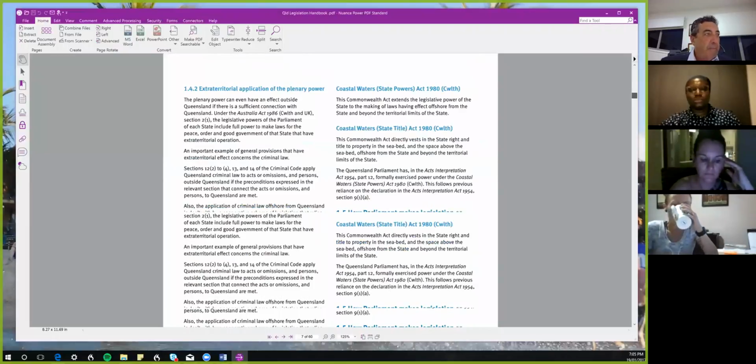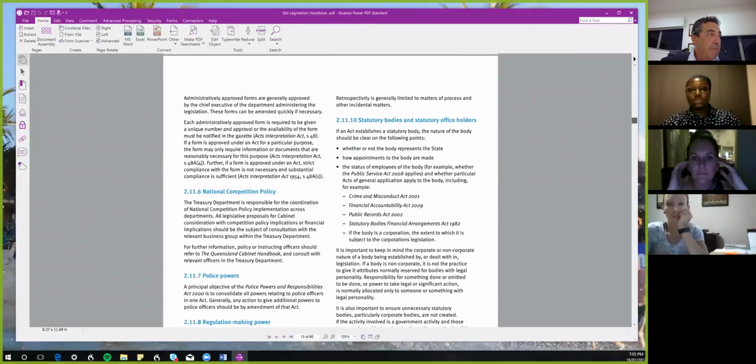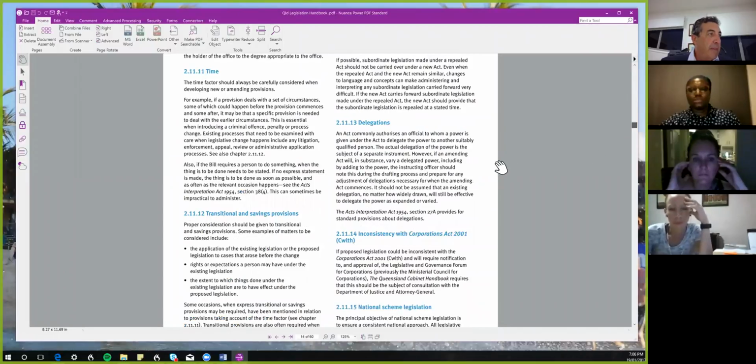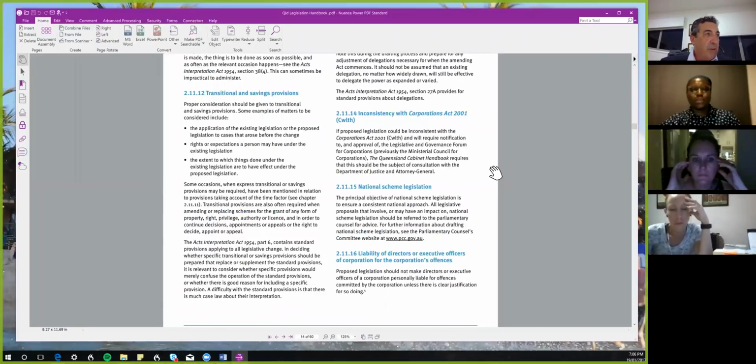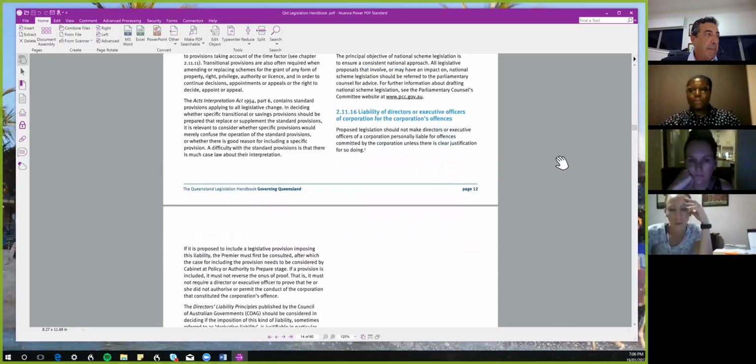Let's have a look at, for example, 2.11.16. So that's other matters needing consideration through policy development. And there may be a quick way for me to get to this, but I haven't learned how to do that yet. All right, so liability of directors or executive officers of corporation for corporation offences.